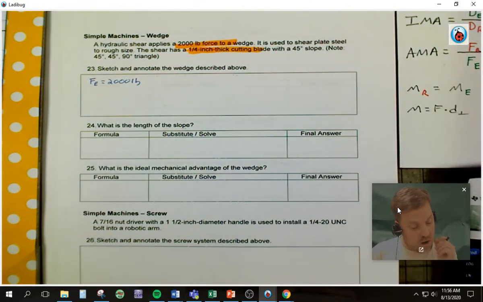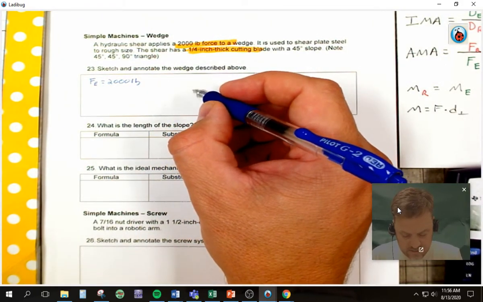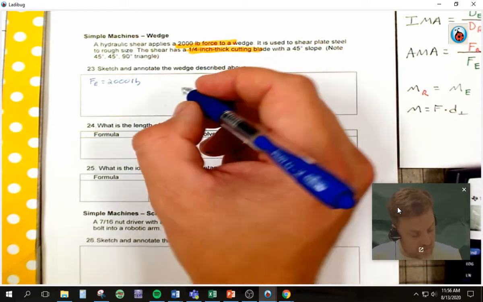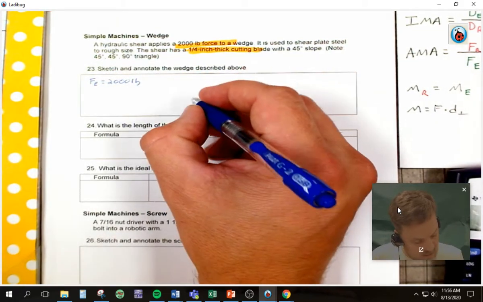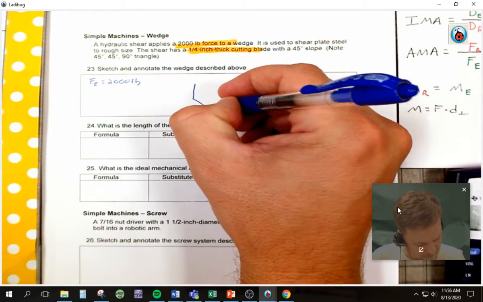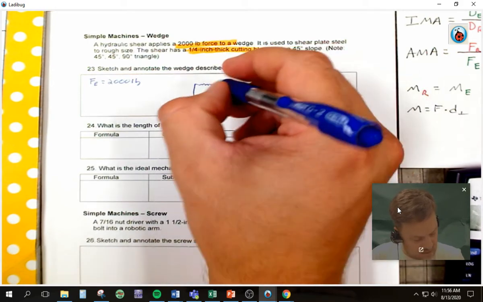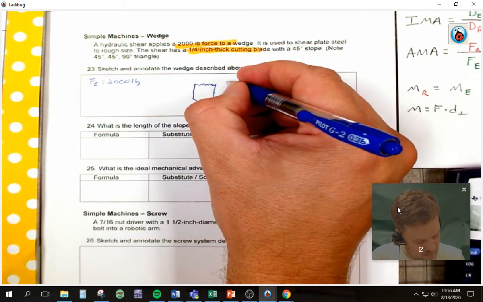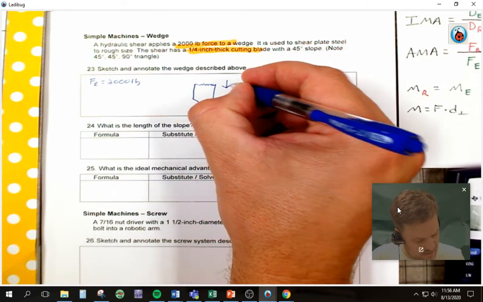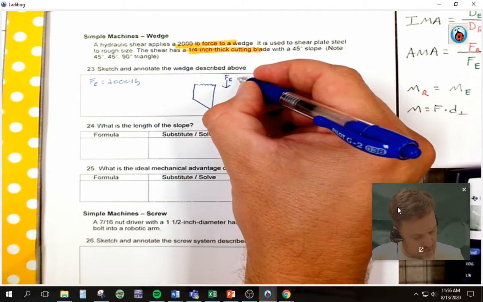So first of all, let's draw a shear. And we did a little bit different than what we typically would talk about. And I want to start here. I'm going to just draw a shear. And so our force effort is going to be pressing down on this guy with 2,000 pounds.